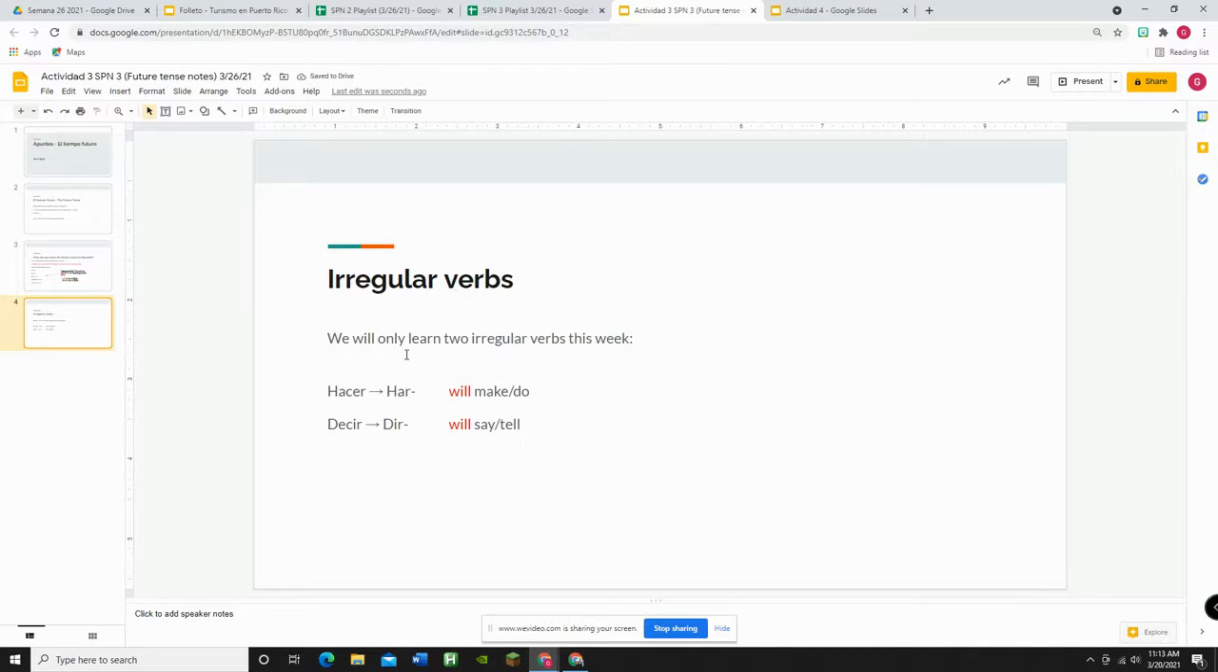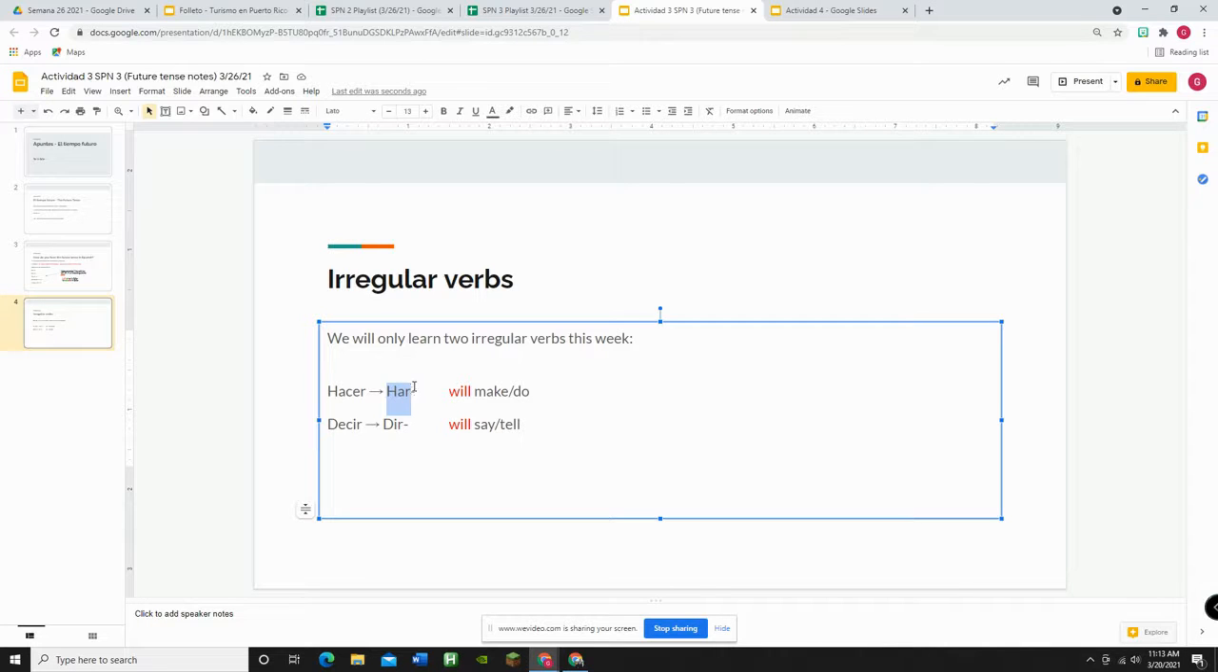Irregular verbs. We're only going to see two this week. Hacer, you have to change it to har, and then you add your ending, and that means will make or will do. Decir becomes dir, will say or will tell. These are the two that we're going to see this week. Next week, I'll give you the rest of them.